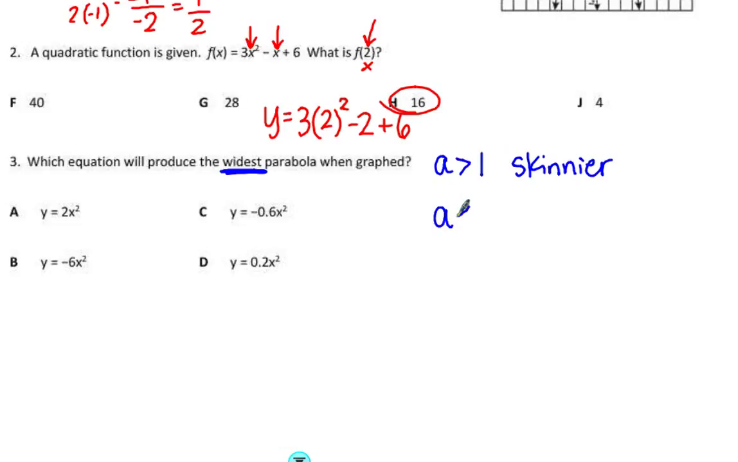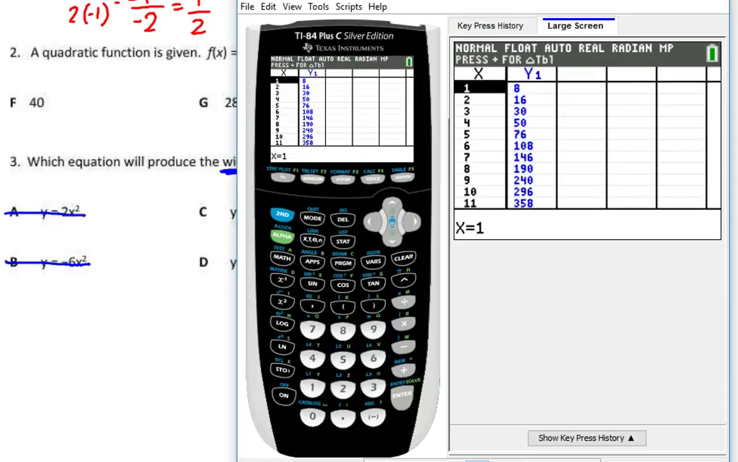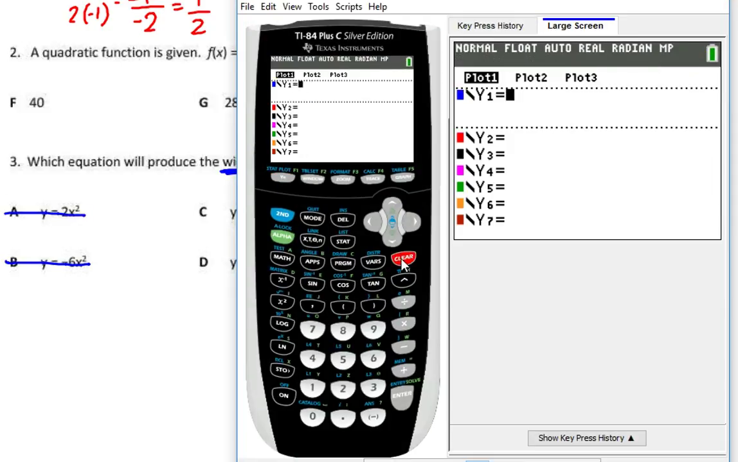And the closer it is to 0, the wider it's going to be. All right, so these numbers like -6, that's pretty far from 0 or 1, and 2 also. So those are actually going to be skinnier. But let's compare these, and really what you could do is plug them all into your graphing calculator if you wanted.